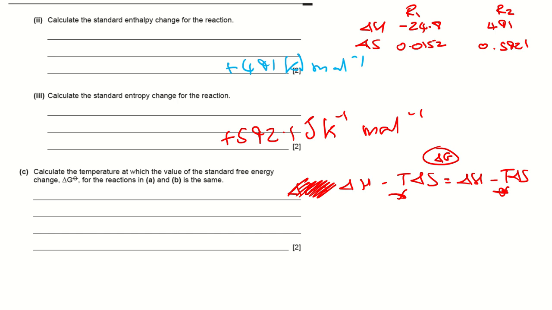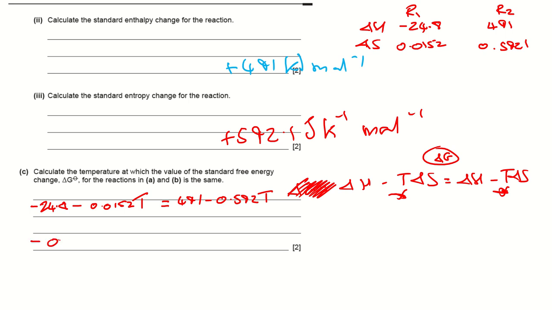So what we're basically saying here in both instances is minus 24.8 minus T delta S. Delta S is 0.0152, so 0.0152 T, or T delta S, is exactly the same thing. In this case, that has to be equal to 491 minus 0.592 T, or T delta S. It's the same thing. I just arranged it, called it 0.0152 T and 0.592 T because it's more algebraic language, and makes the whole thing a little bit easier to solve. So let's start flicking things about here.